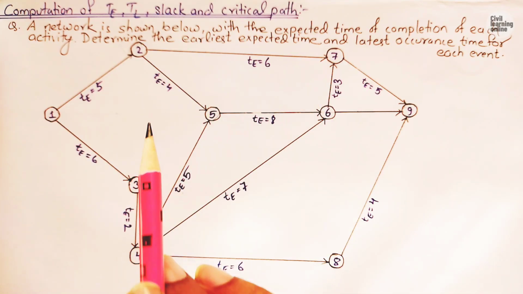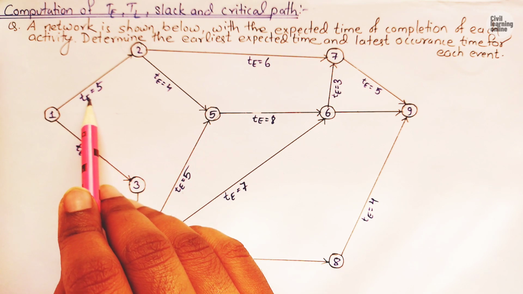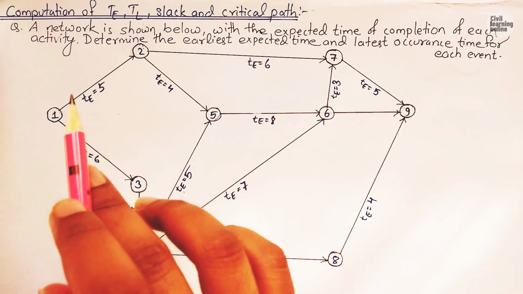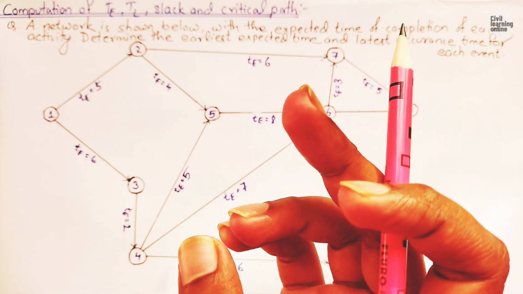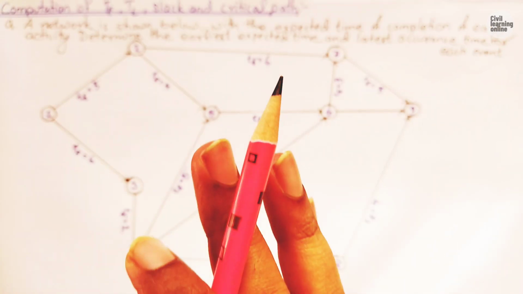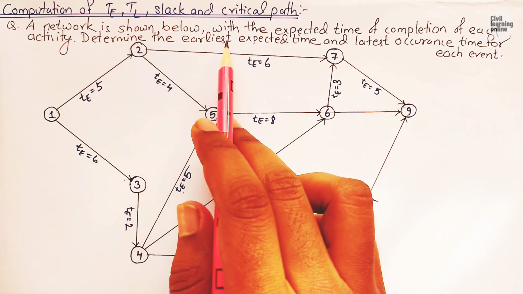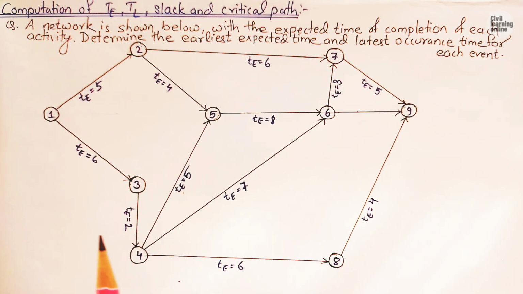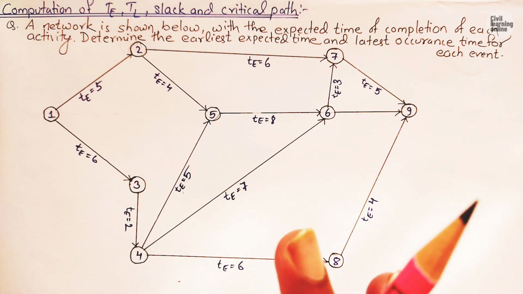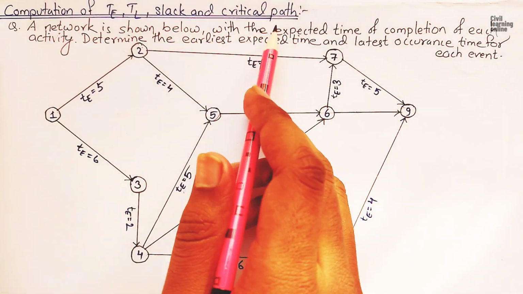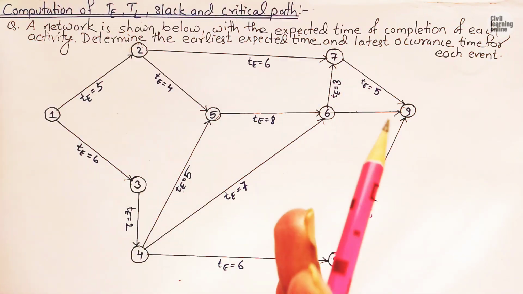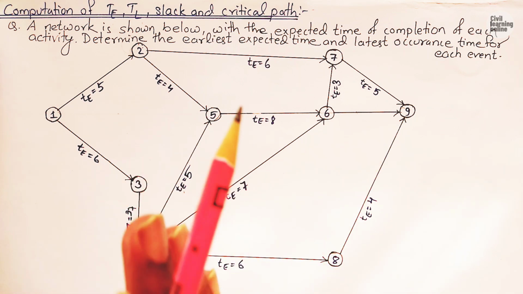As in the previous video I have already told you that small t e represents the expected time for the completion of that activity, which is computed once we know the optimistic time, pessimistic time and the most likely time. And further the question says determine the earliest expected time and the latest occurrence time for each event. Now we are asked to calculate the earliest expected time and the latest occurrence time for each event, and we will further calculate slack and the critical path. And I have already discussed the meaning of slack and the critical path in the previous video. You can find the link for the previous video in the description.